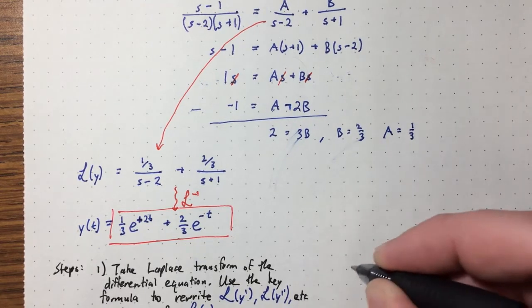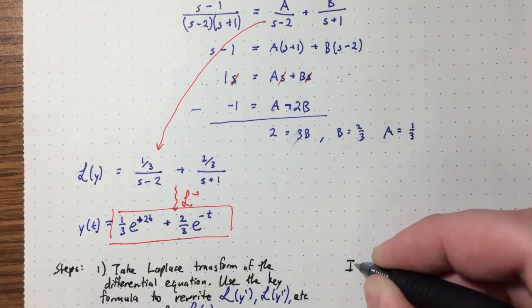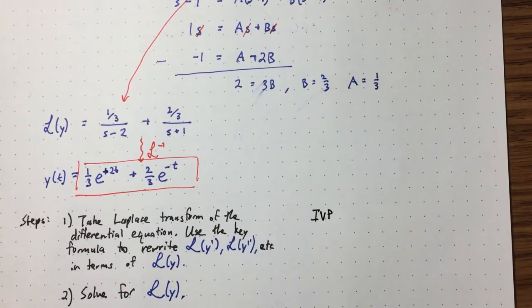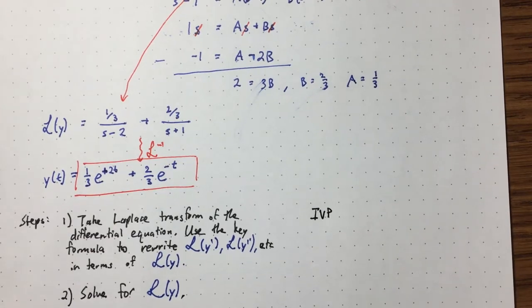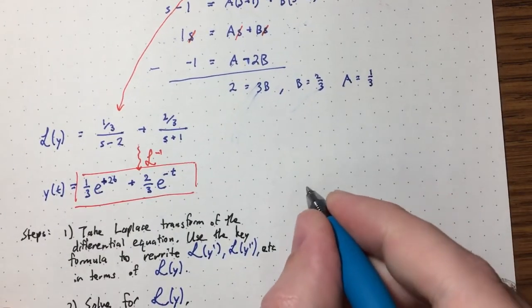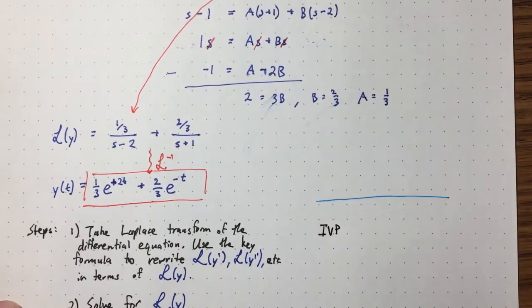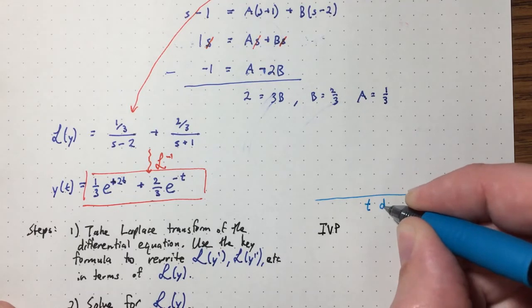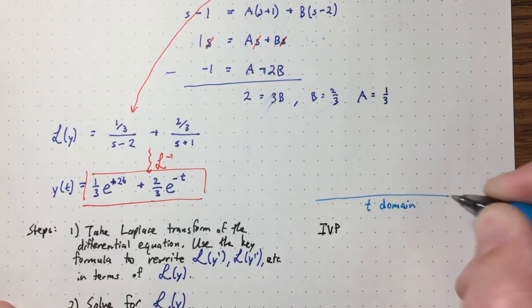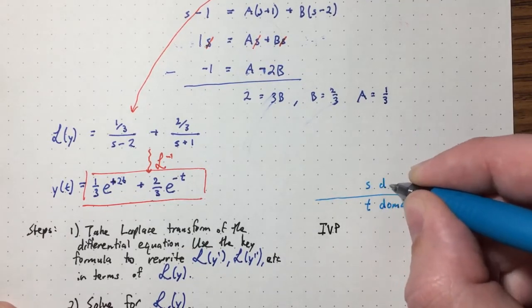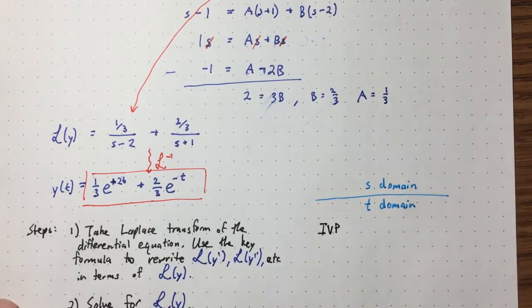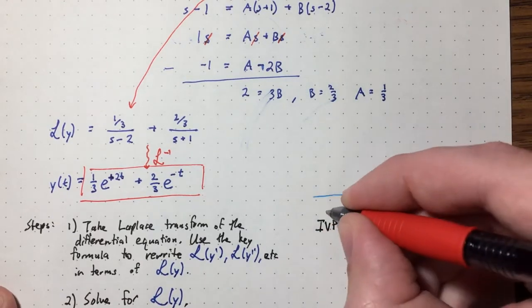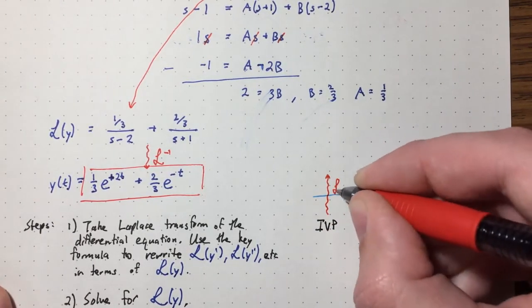So say we start with an initial value problem. Okay, this is what's going on. We take the Laplace transform, and we have some sort of barrier here. And so this is the t domain. This is where we're starting, where t is our variable. And then this is the s domain, where s is our variable. And so how do you go back and forth? Well, you take Laplace transforms and inverse Laplace transforms. So we sort of take the Laplace transform here.